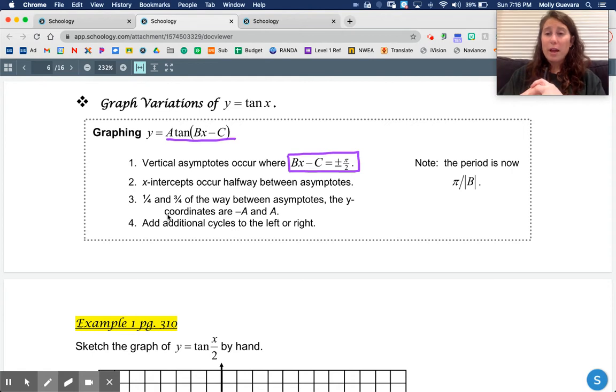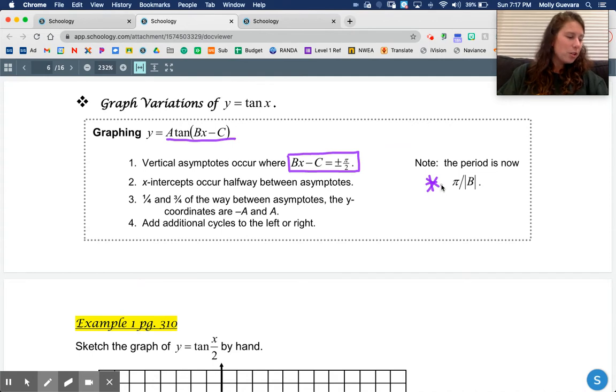At 1/4 and 3/4 of the way, the coordinates are negative a and positive a, right? Whatever a is, that's like your amplitude. So maybe instead of negative 1 and 1, it'll be negative 3 and 3, depending on the value of a. And once you have one cycle drawn, you just go left and right with the same thing. Other thing to note, remember for sine and cosine, the period was 2 pi divided by b. Well, now the period for tangent is not 2 pi, it's pi. So the period is now pi divided by b. This is another really important thing to note.